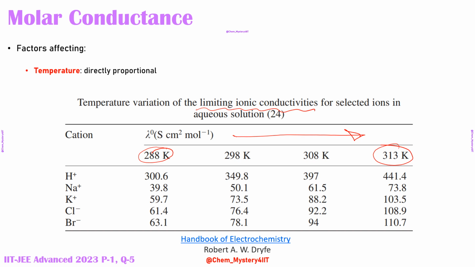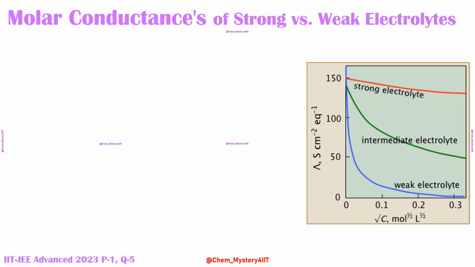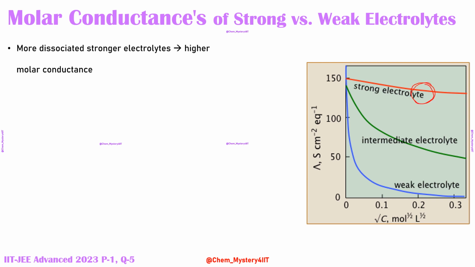Now coming to the last point, that was concentration, and we have seen this concentration variation in the alpha, degree of dissociation. That is being translated here as well. When we have a very strong electrolyte, its conductance values for any given concentration, 0.1, 0.2, 0.3, are going to be way higher in comparison to weaker electrolytes, which are going to have very small values. An intermediate electrolyte, which can have say 50% dissociation or 40 to 60% dissociation, will have its values in between.